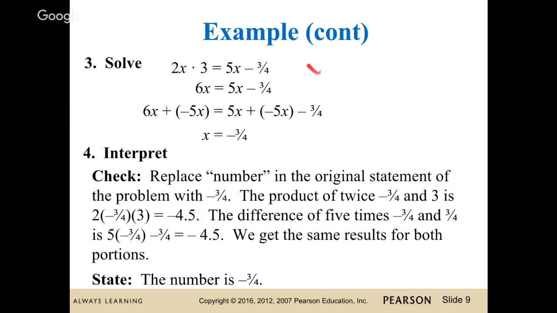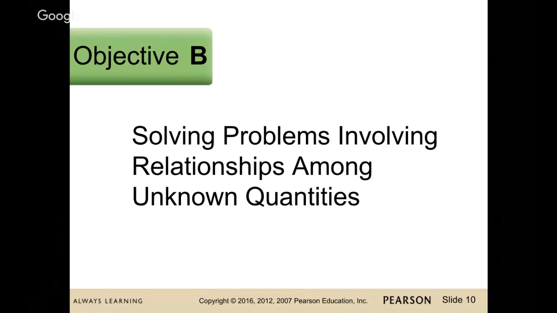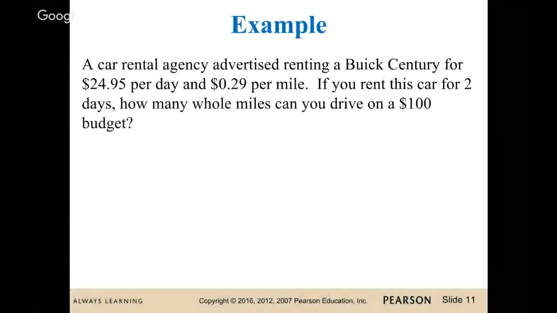Okay, so then you have to go back and look at what were they actually looking for. They wanted to know what that number is. So you know that the number is negative 3/4. So make sure you answer the question. Don't just leave it half done. All right. Solving problems involving relationships among unknown quantities.